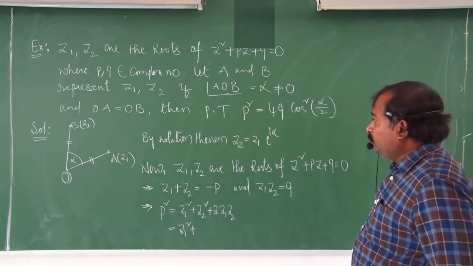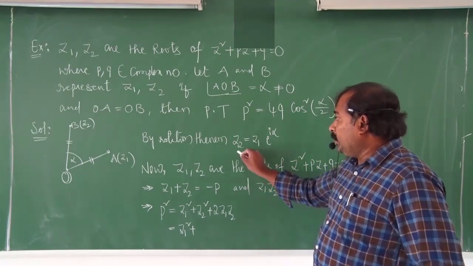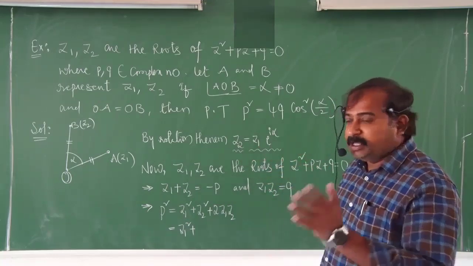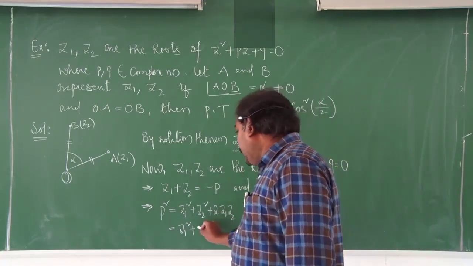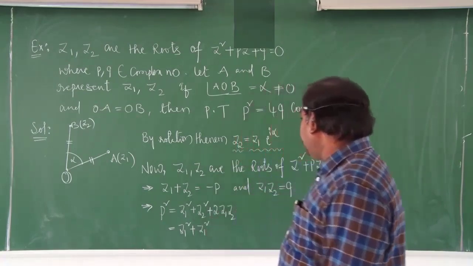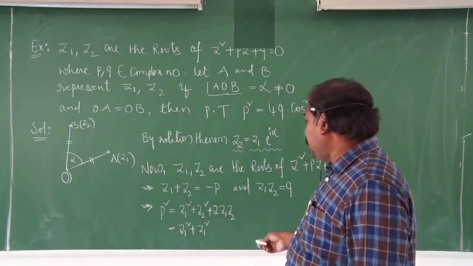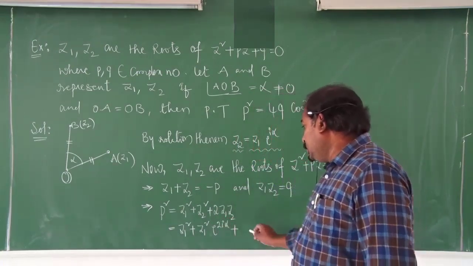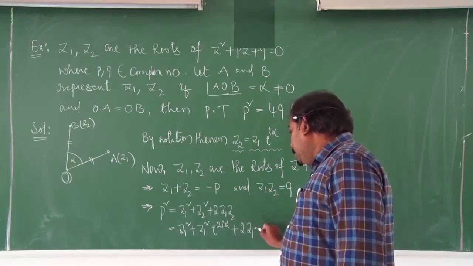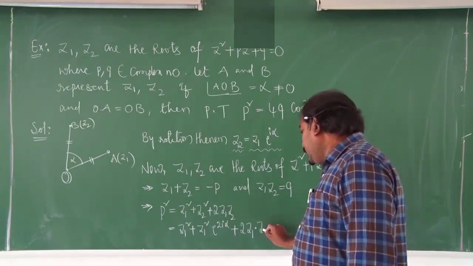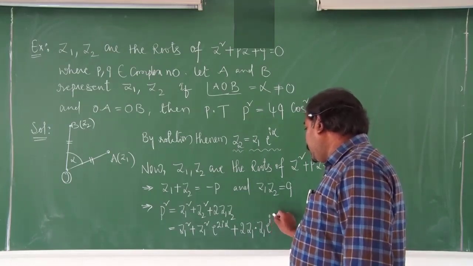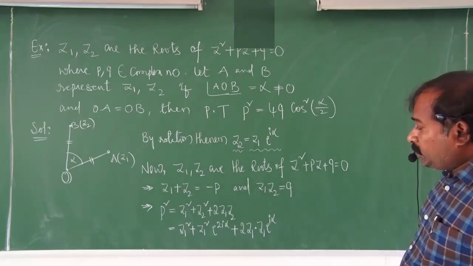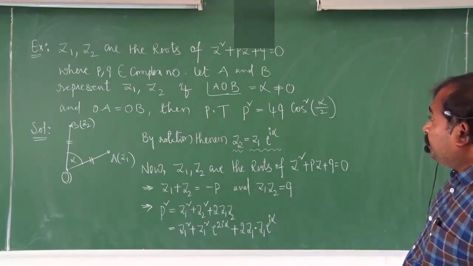What is the z2 square value? Here if you observe, the z2 value will be z1 into e power i alpha. You can replace that value. Then z2 square means z1 square e power i alpha whole square, that is e power 2i alpha, plus 2 into z1 into z2 value, z1 into e power i alpha. Like that I can get. Now what my aim is to find the value p square by q.